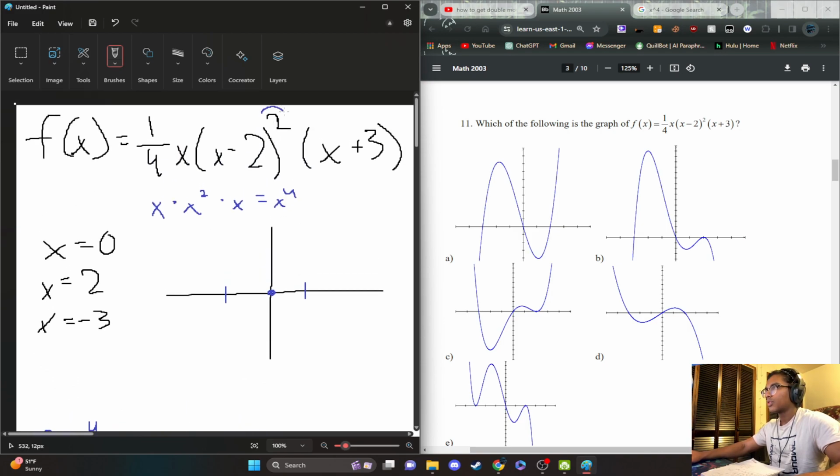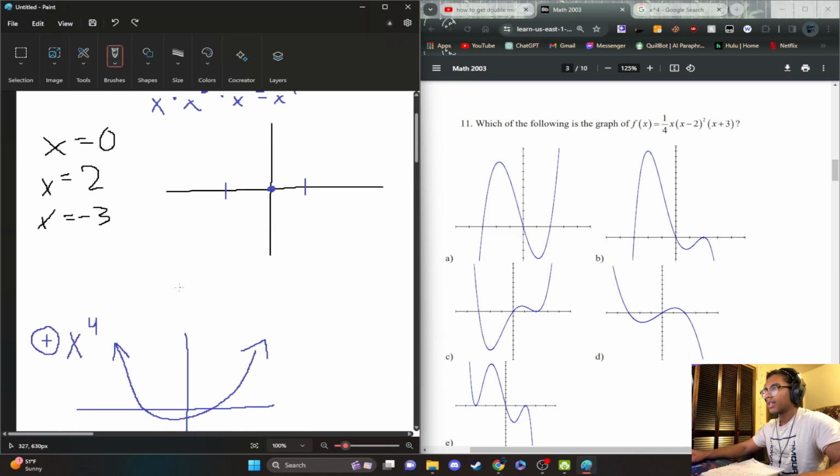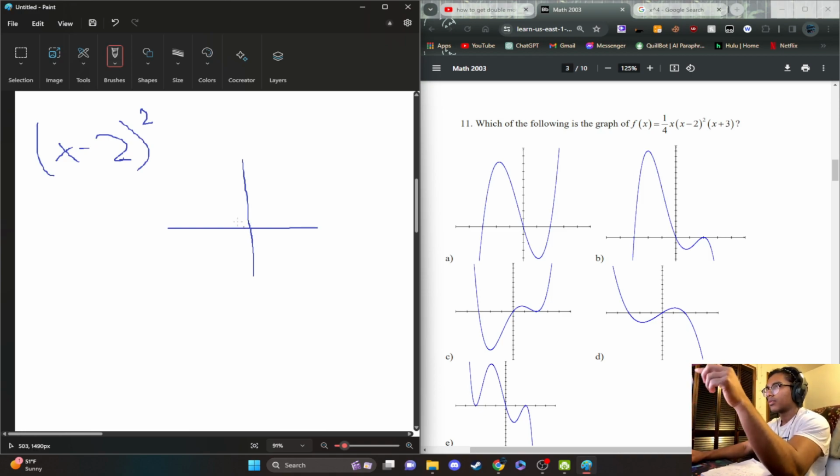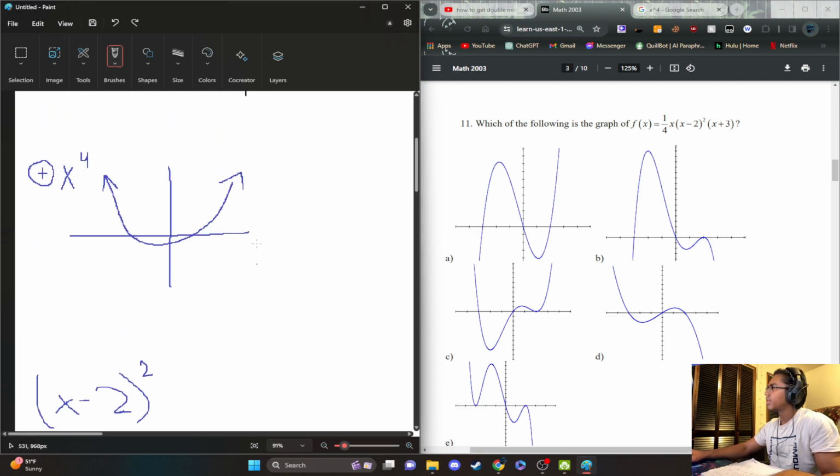But we have a problem. We have a value with an exponent of 2. What does this mean? This means there's a bounce. So x minus 2 squared, I'm just trying to break it out so you guys can understand it for yourself. Once you have that, this bounces on that value, if there's two of that same factor. Normally it would be like a U like this if it didn't have the 2 over here, but this one bounces and goes back up.